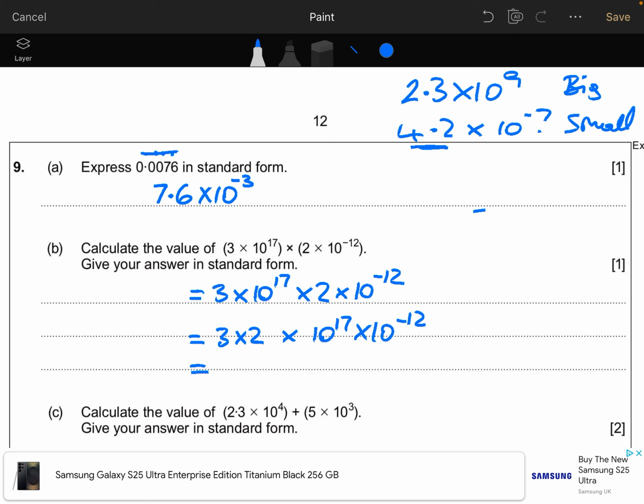And I can just do 3 times 2 is 6. And then if I'm multiplying 2 things with powers, I can use indices rules and I can just add the powers together. 17 plus negative 12 is positive 5, so it's times 10 to the 5. It says to give my answer in standard form. This is already in standard form, so that's the answer.